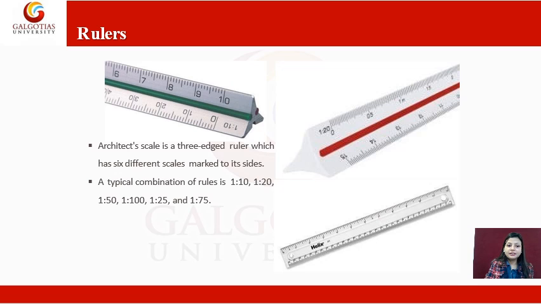These are the rulers, architect scale, is a 3-edge ruler. This is the 3-edge ruler. It is also called triangular scale, has 6 different scale marked to its sides, like 1:10, 1:20, 1:50, 1:100, 1:25, 1:75. As you see, this is 1:10, 1:20, another side 1:100, another side 1:25, another side 1:75. So it is a typical combination of all the rules: 1:10, 1:20, 1:50, 1:100, and all.